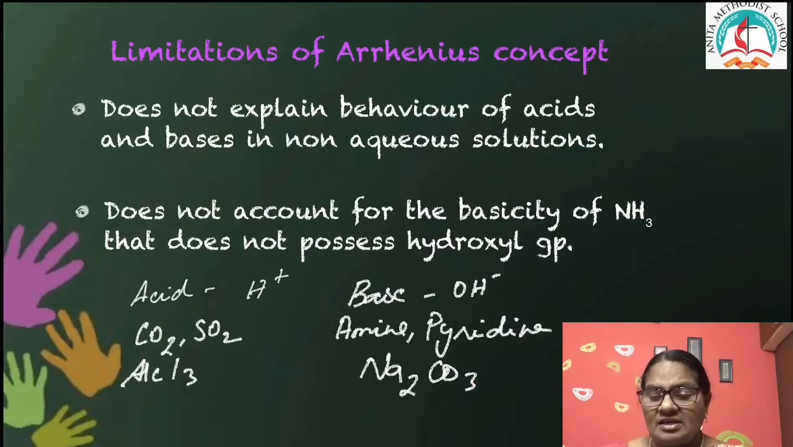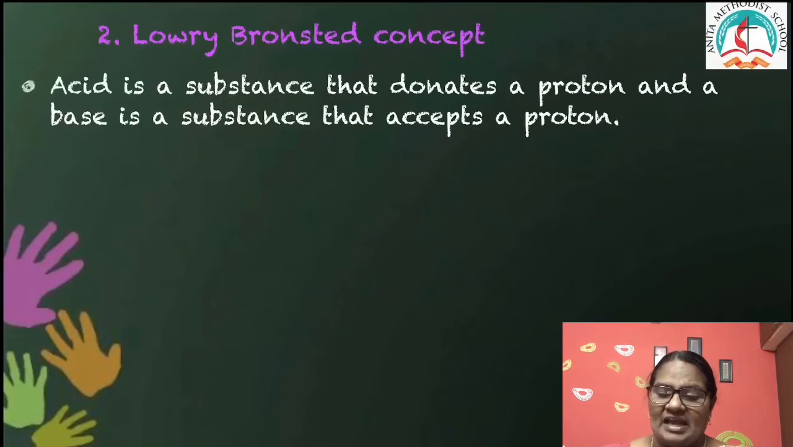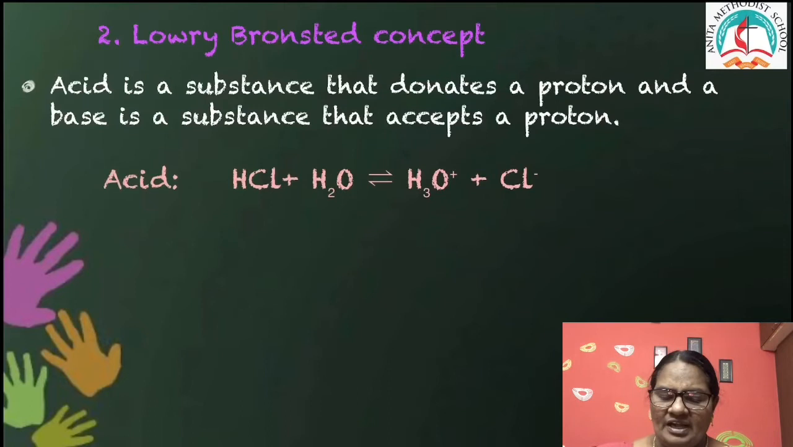So next, two scientists, Lowry and Bronsted, brought forward the theory. They said simply that an acid is a substance that donates a proton and a base is a substance that accepts a proton. Let's look at an example. I have an acid here, hydrochloric acid, and in the presence of water, HCl donates a proton to water and water accepts a proton from HCl. So HCl is an acid. Water which accepts the proton here is a base.